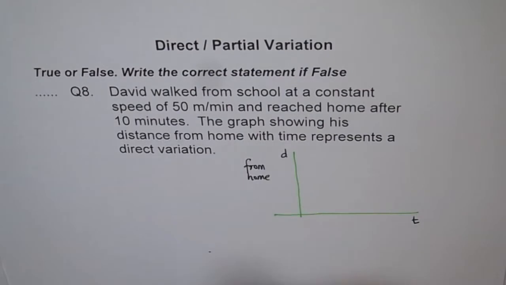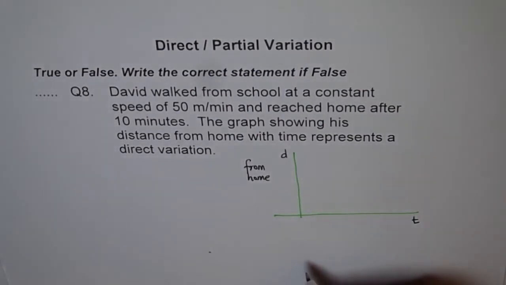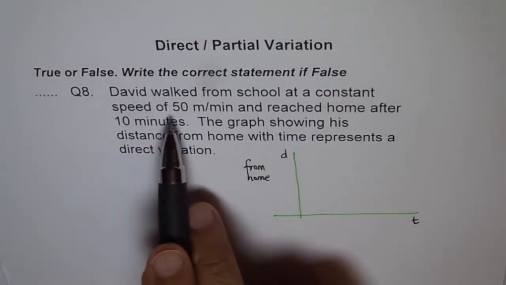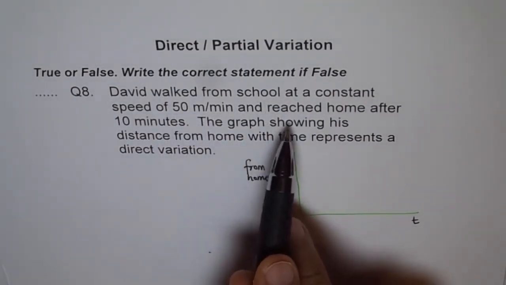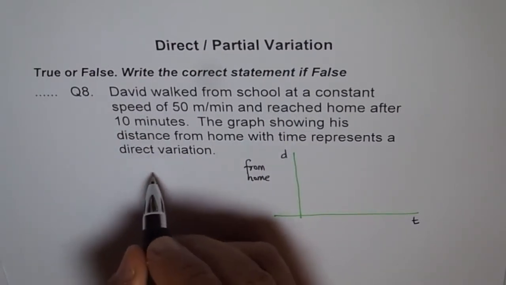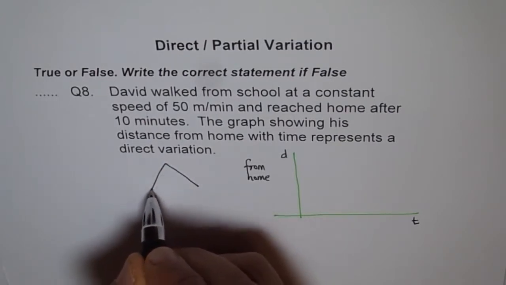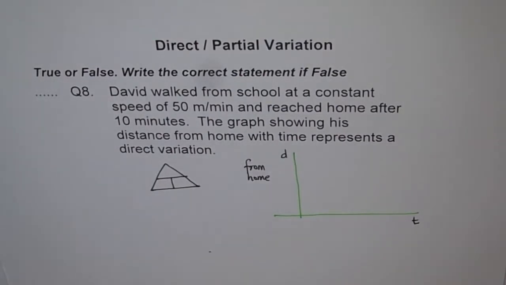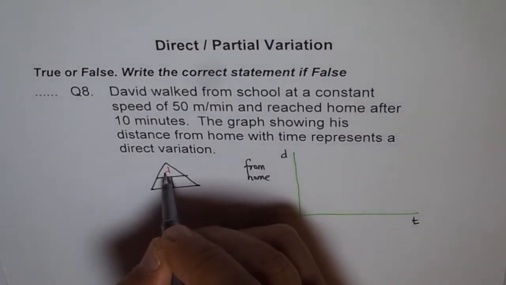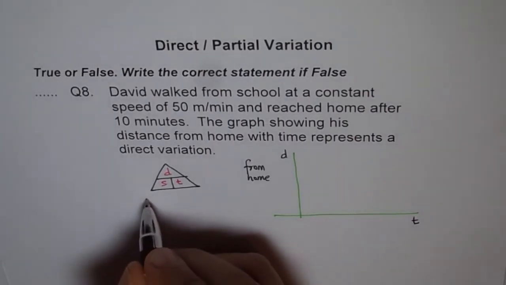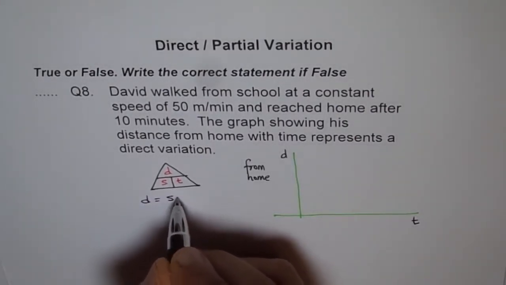Let's try to understand. From school to home, right? That is what it assumes, because David walked from school at a constant speed of 50 meters per minute and reached home after 10 minutes. So if he reached home after 10 minutes, you remember the distance-speed-time triangle. That is a very beautiful triangle. It always gives us right results. Distance, speed and time. So what is distance equal to? Distance is equal to speed times time.